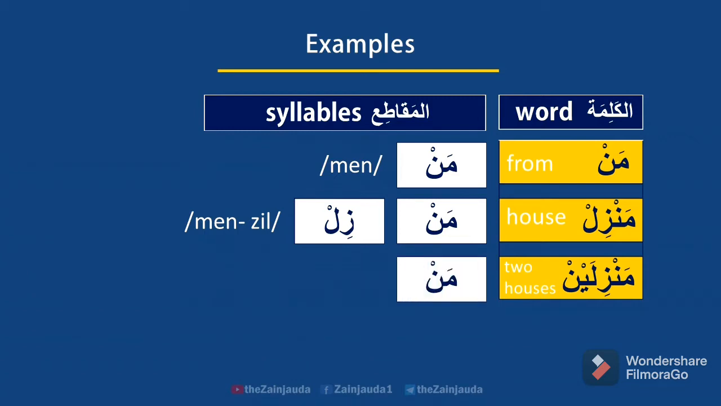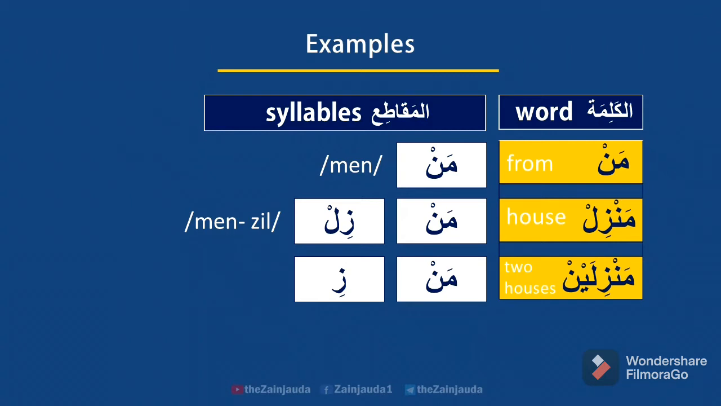The second syllable starts with zai, which is a moved consonant with kasra, and let's see whether it moves to the second letter or not. The next letter is lam with a fatha, so here is a moved consonant, which means it is not included in the second syllable because it's going to start a third one. The second syllable is only zi, the letter zai with a kasra. Now let's see what else in this word.